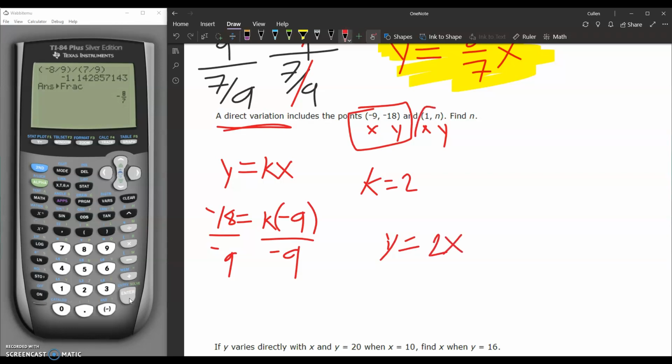So it tells you x is 1, and it wants you to go find y. So y equals 2 times 1. So all you're going to do is multiply x by 2. So you multiply x by 2, and you get 2 for y. So that's your final answer for this one, is 2.